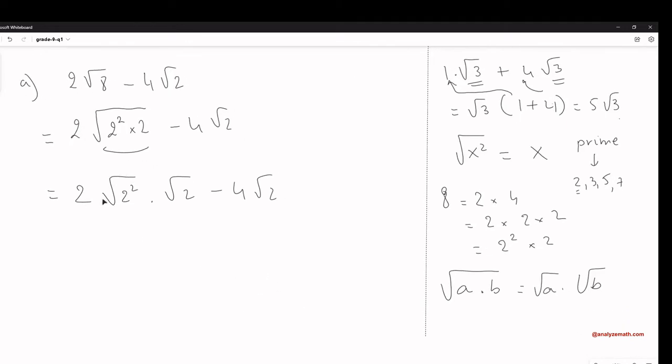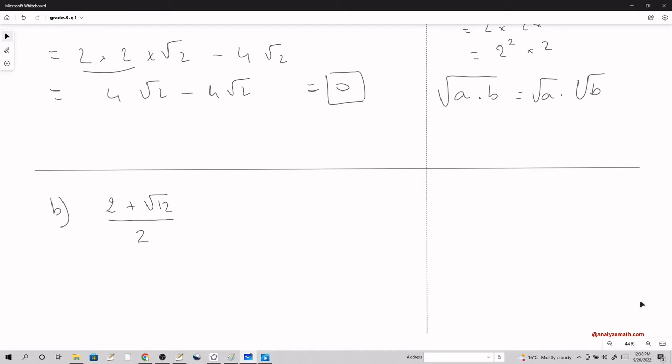Good. Now this is the square root of a perfect square. So square root of x squared gives me x. So this gives me 2. 2 times 2 times square root of 2, minus 4 square root of 2. 2 by 2 is 4, minus 4 square root of 2. And all this gives me my 0 here.